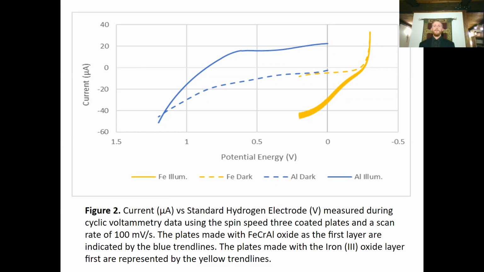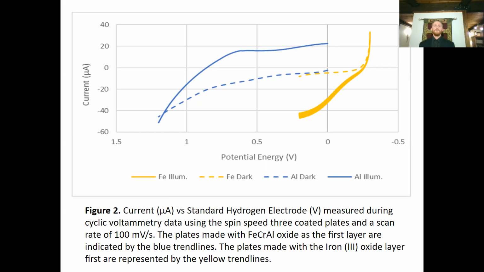You may notice that the current corresponding to the first layer alloy layered plate was lesser when the plate was illuminated relative to dark conditions, while the current corresponding to the first layer iron oxide layered plate was greater when the plate was illuminated relative to dark conditions. This result was expected and can be explained by the direction that the current was traveling. The plates with the layers applied in opposite orders experienced current in opposite directions relative to one another.